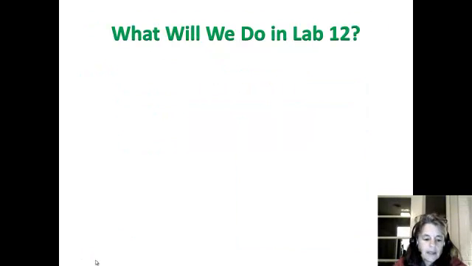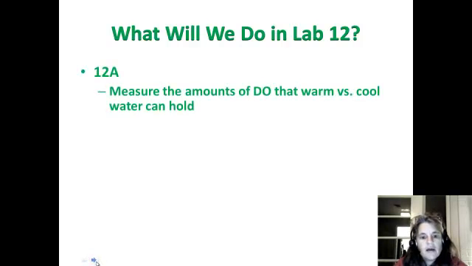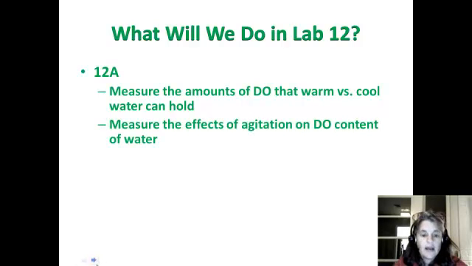Now, what we will do in Lab 12. We've got two parts to this lab. We have 12A, where we are going to compare warm versus cool water and just determine how much oxygen it can hold. That's really not productivity. That's just pure water, warming it, cooling it, seeing how much oxygen is in the water. And we're also going to measure the effects of agitation on the oxygen content of water.